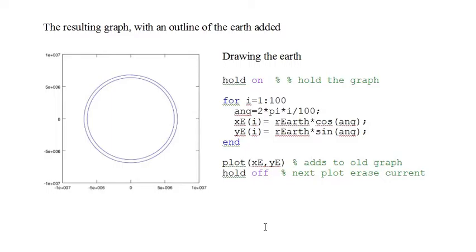The first command is a hold command, which tells MATLAB we're going to add a graph to the existing graph. The for loop generates the x and y coordinates for 100 points on a circle, and then the plot command plots the circle that we just generated. Then we give the hold off command to restore MATLAB to its normal state, where each plot command generates a new graph.